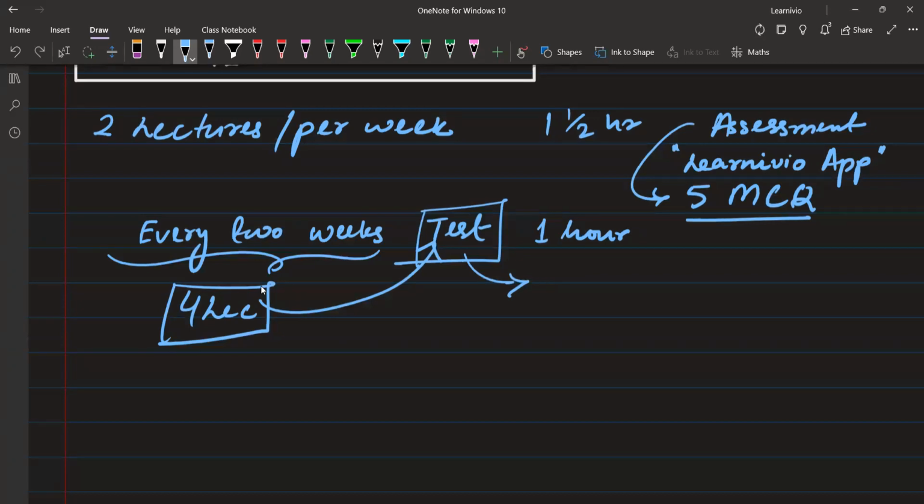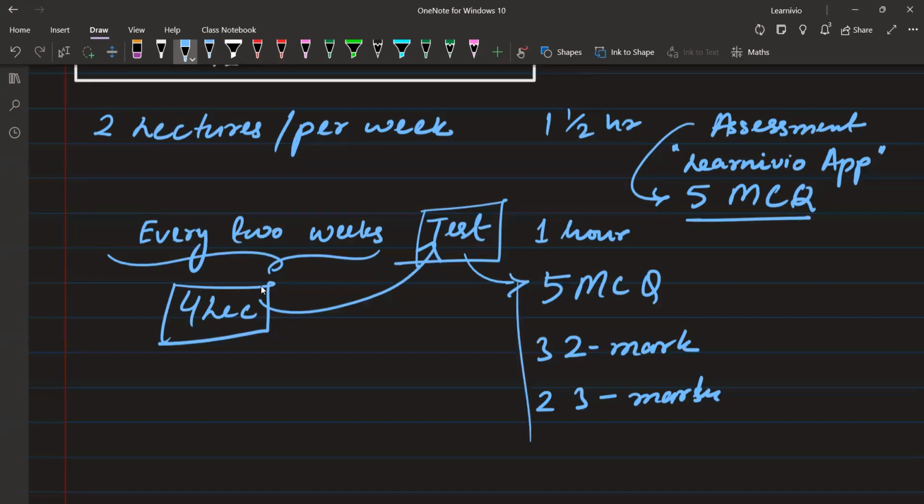Generally, the format that I have for the test is there will be 5 MCQs, 3 2-mark questions, and 2 3-mark questions. Okay. So generally the format is this. Only this much you have to do in 1 hour.